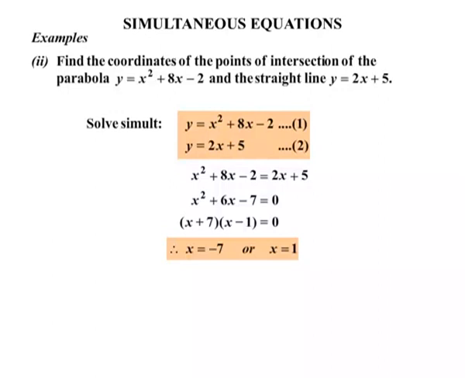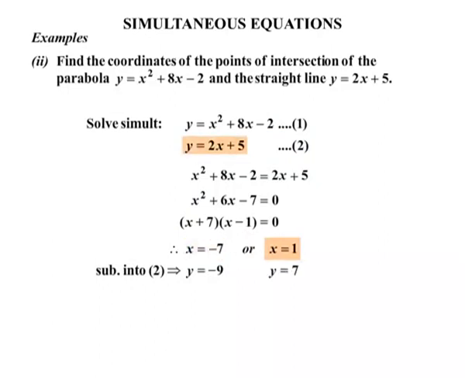So we need to substitute into either of those equations. Doesn't matter which one, but you might as well always choose the easiest one. I think the second one's the easiest one to work with. So let's substitute into 2. So when x equals minus 7, when we substitute into equation 2, we get that y equals minus 9. When x equals 1, let's substitute that into equation 2, we get that y equals 7.